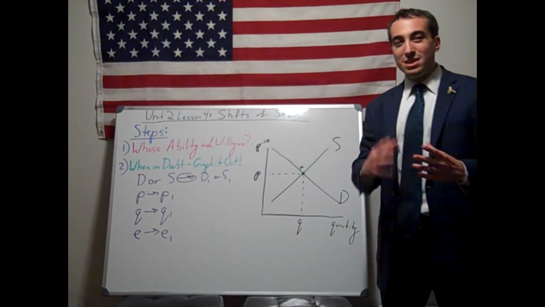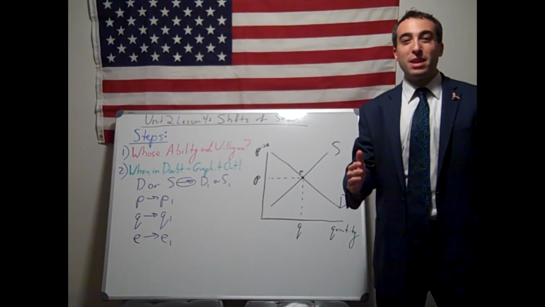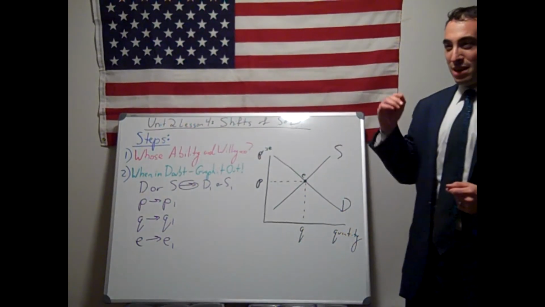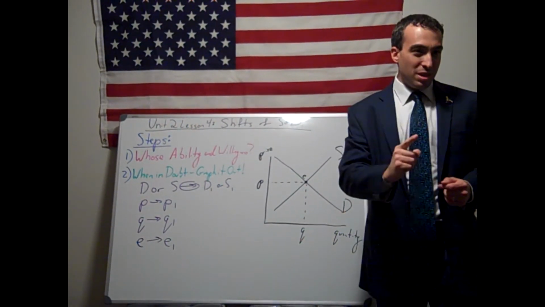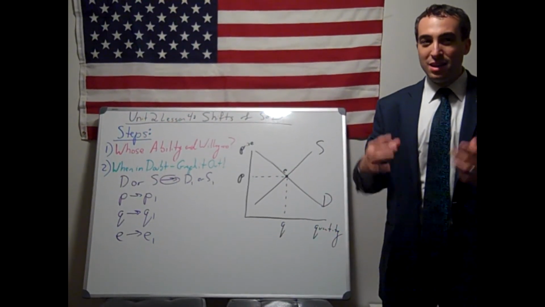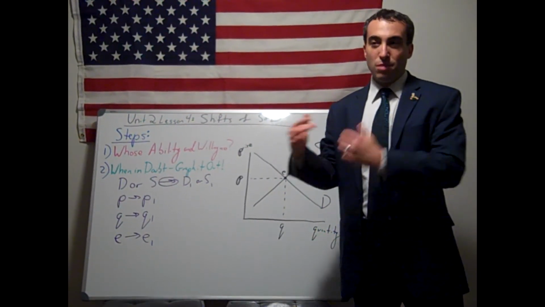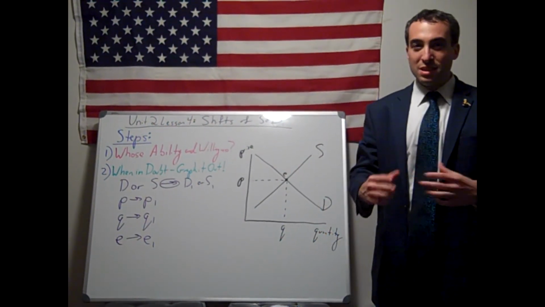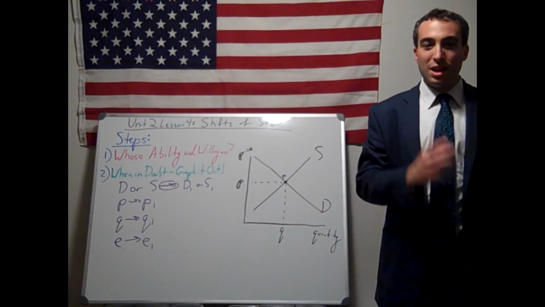Then, when in doubt, graph it out. Remember that left is decrease, right is increase. So if it's a positive effect, the graph will shift to the right. If it is a negative effect, the graph will shift to the left.